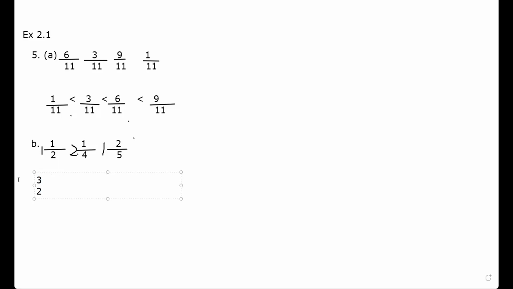Similarly, we have to find the next fraction. 4 ones are 4, 4 twos are 8, 8 plus 1 is 9, 9 upon 4. Next is 1 whole number 2 by 5. That is 7 upon 5. Now, my dear students, what do you have to do?